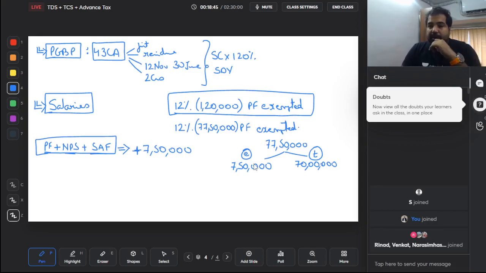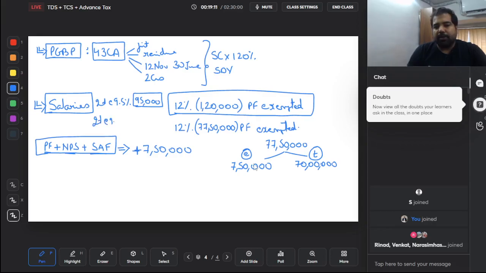Now 7.5 lakhs is great, but what about interest? Because someone who's earning a lot of money in the PF account, even the interest will be a lot. And the government had said that interest up to 9.5% is okay. Let's say my 9.5% is 95,000, which is perfect, which is okay. But let's say someone's 9.5% is 9,50,000, then the government says, listen, we are not okay with such huge exemptions.